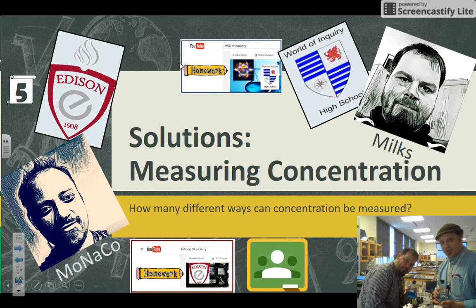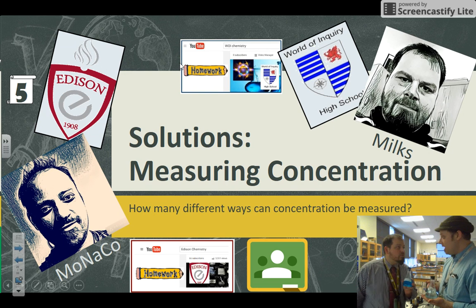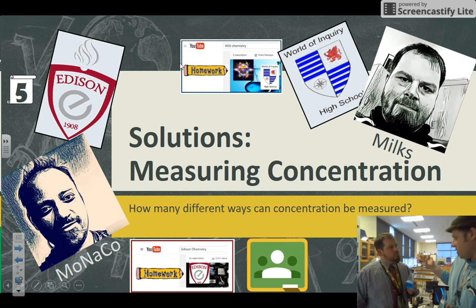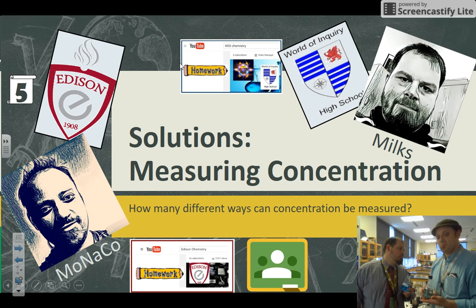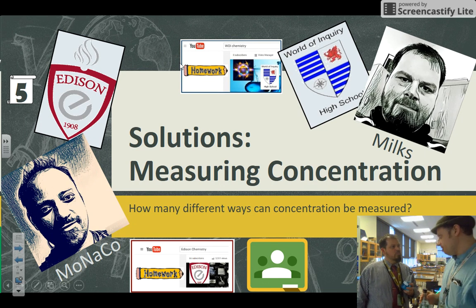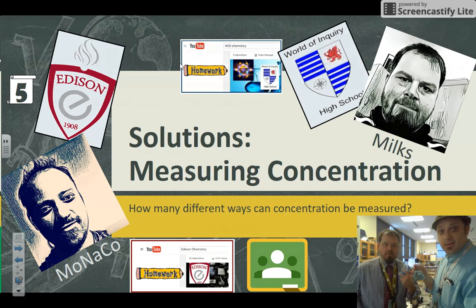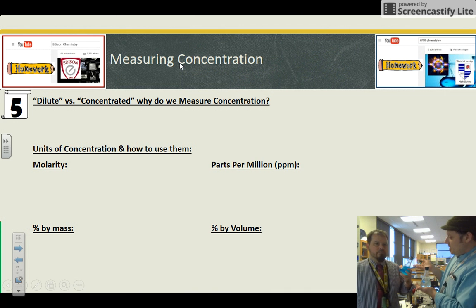Hello. We have today measuring concentration of solutions. How many different ways do we measure concentration? We can do at least 4 with calculations, and 1 that's qualitative. That's us looking at things. Looking at this, I can tell which one's more concentrated. Dilute versus concentrated.